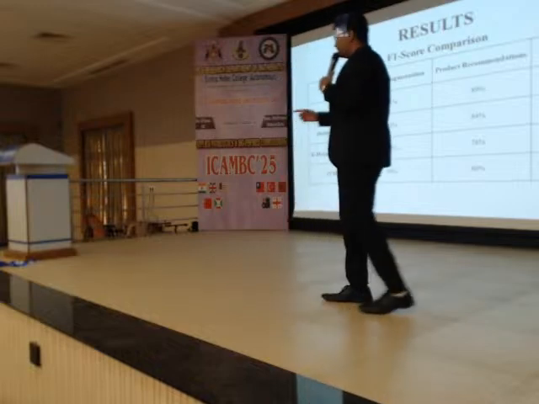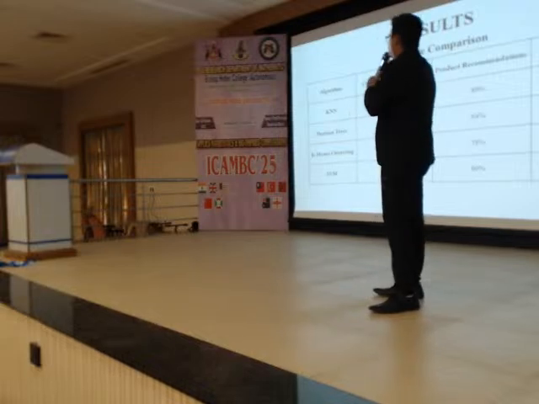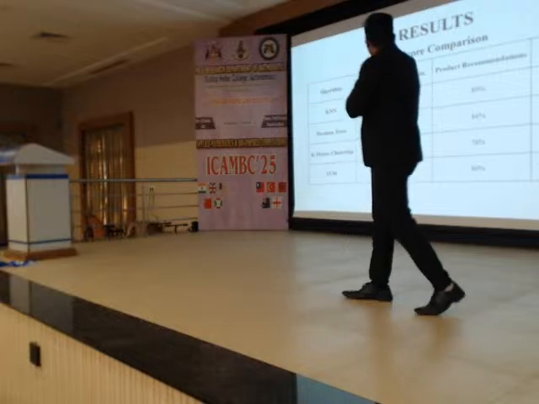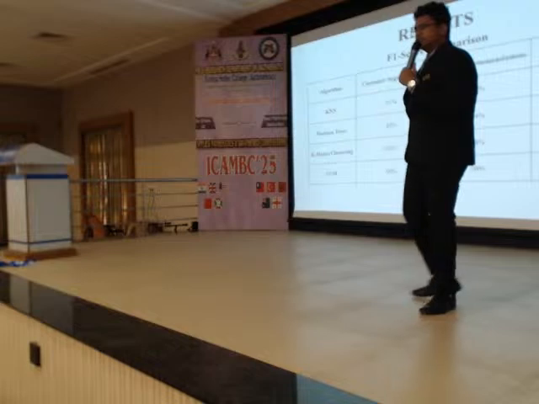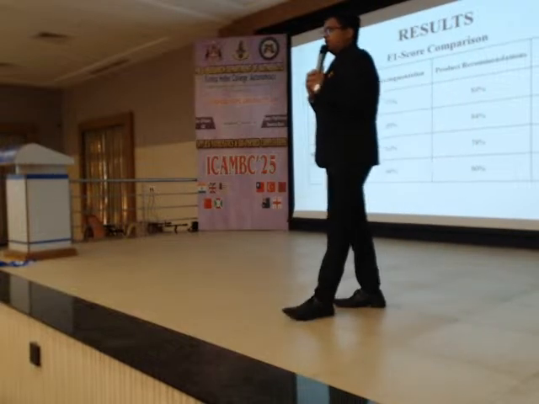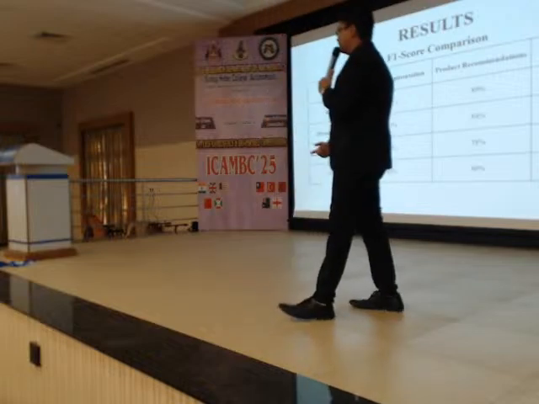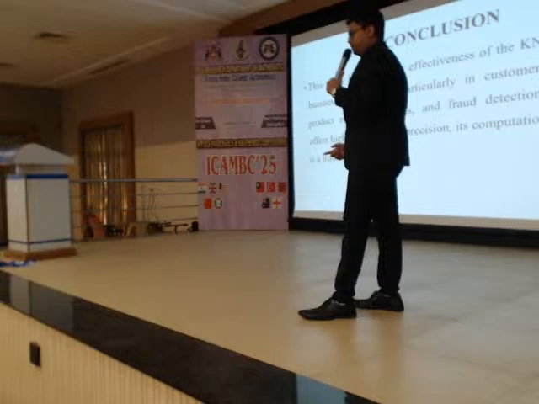So these were the tables, the F1 score comparison. In customer segmentation and fraud detection, KNN is the highest. In product recommendation, SVM stands at 90%, and it is used as a very specific algorithm. So you have done a comparison study, and amongst all the algorithms you have suggested the best one. Yes, ma'am, KNN is the best.